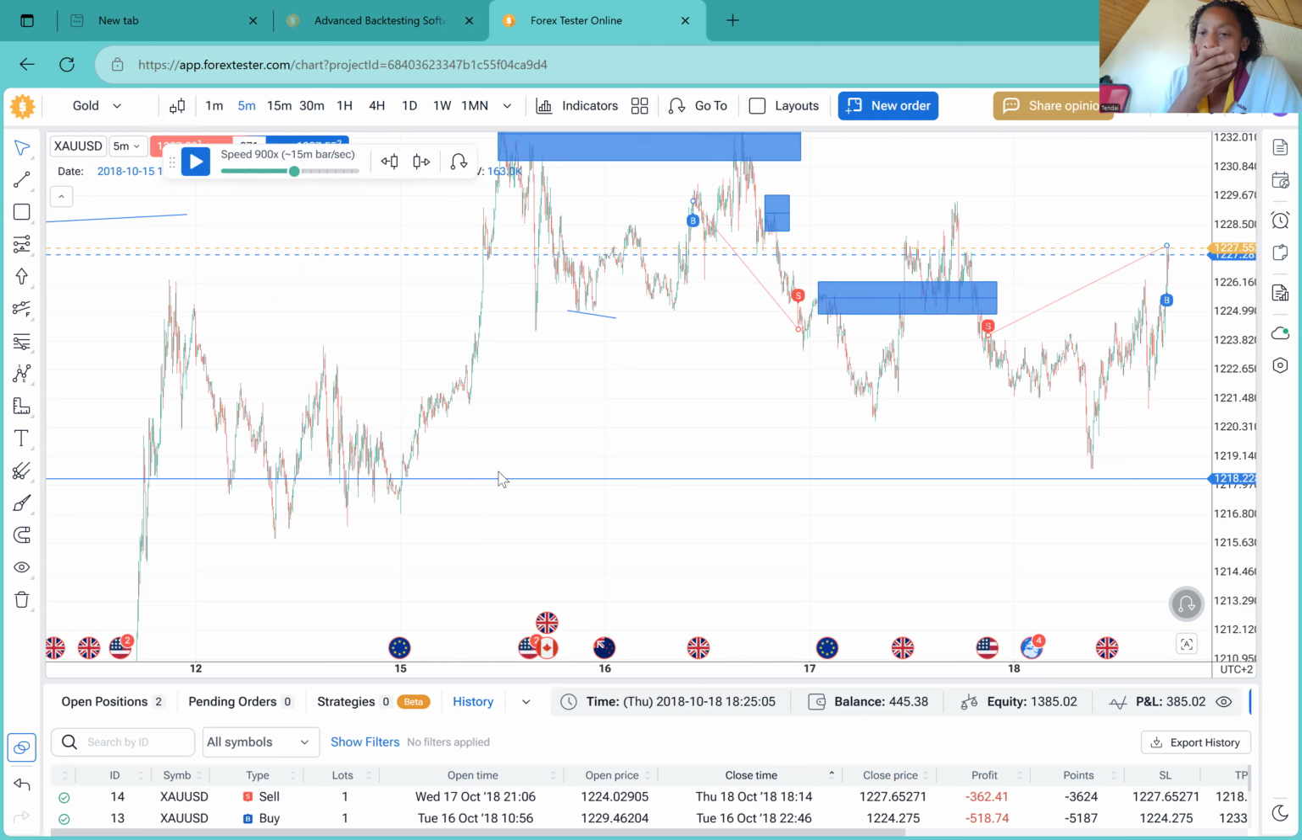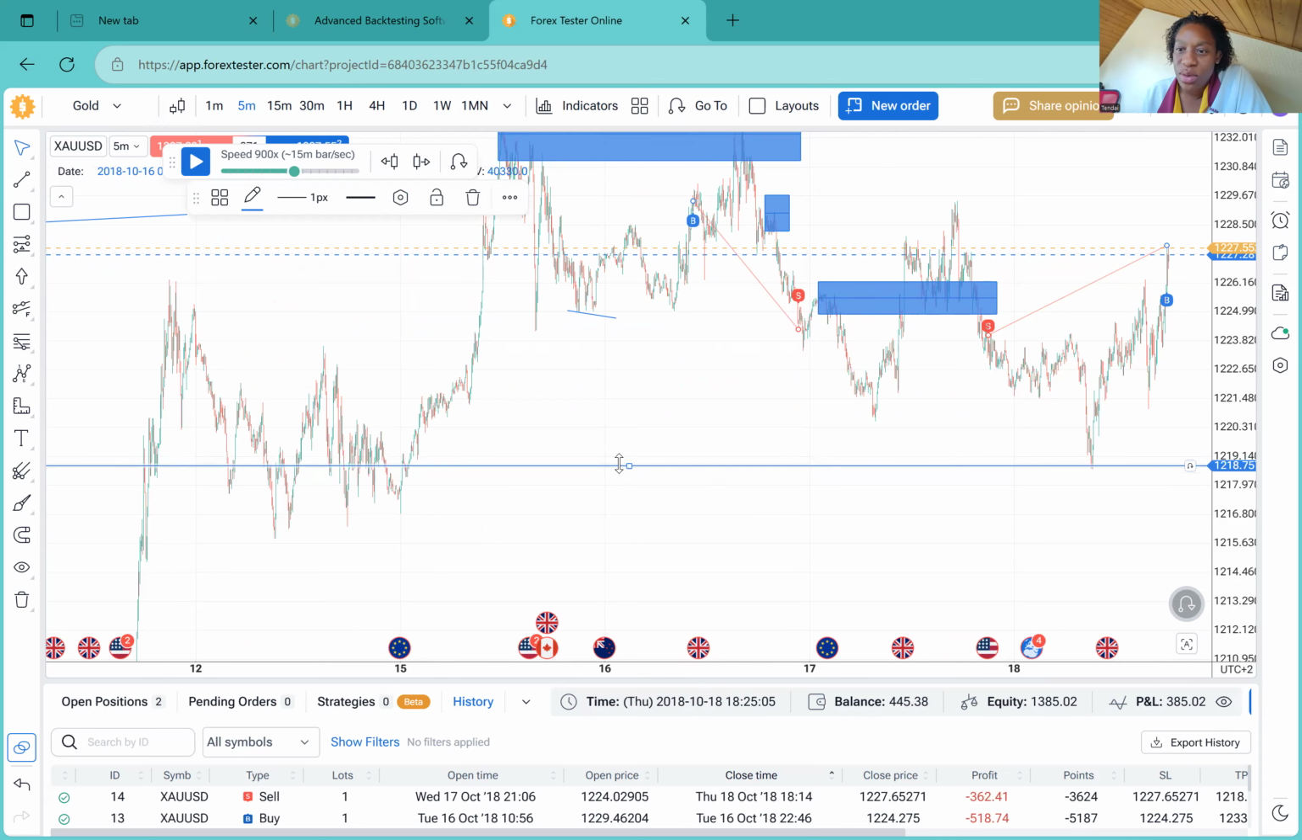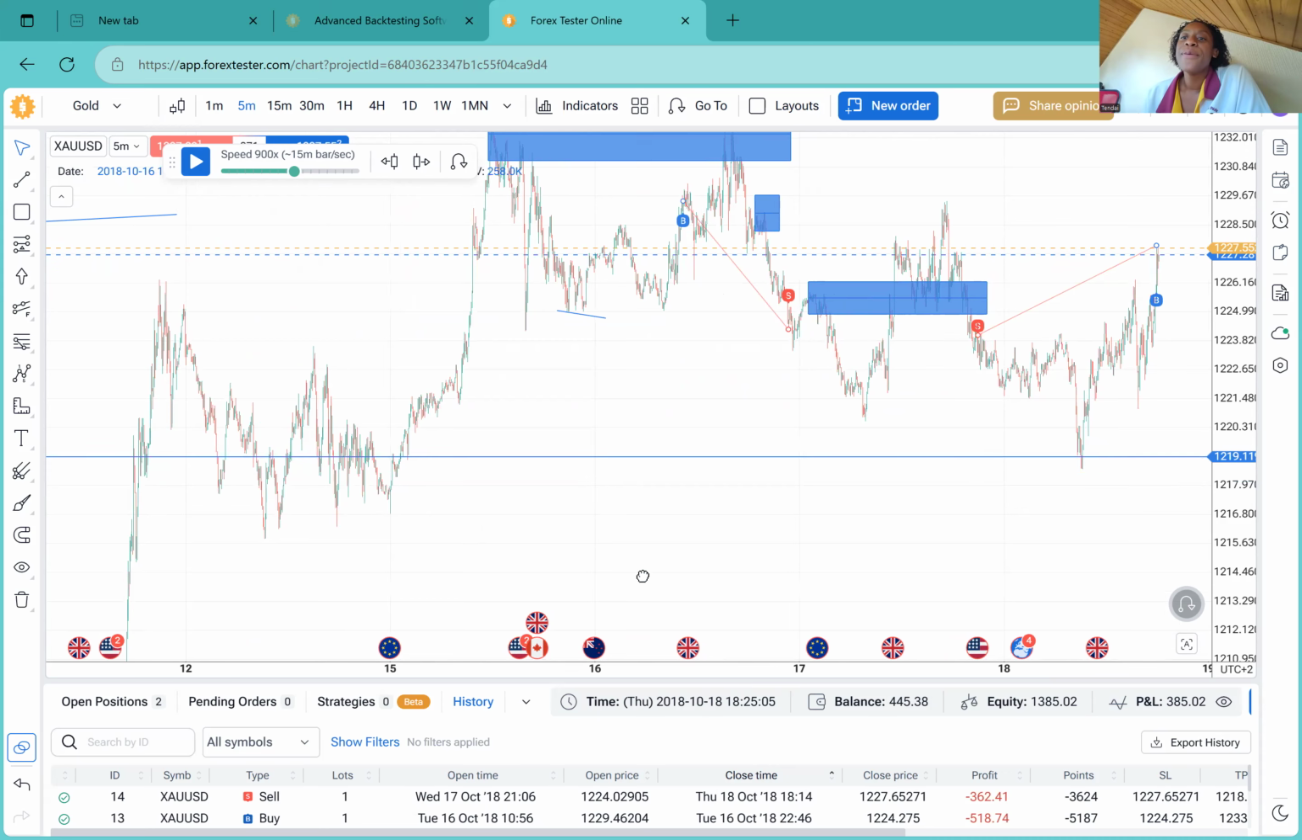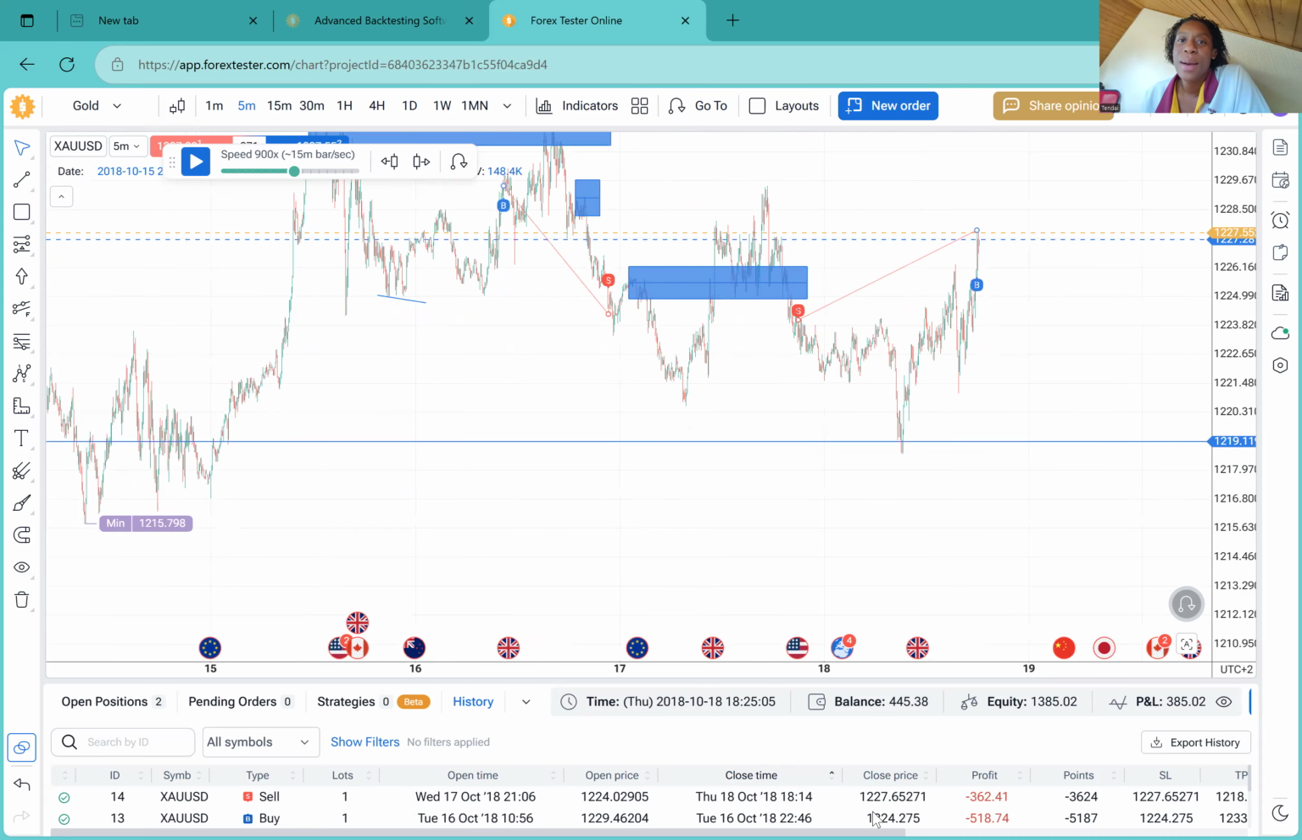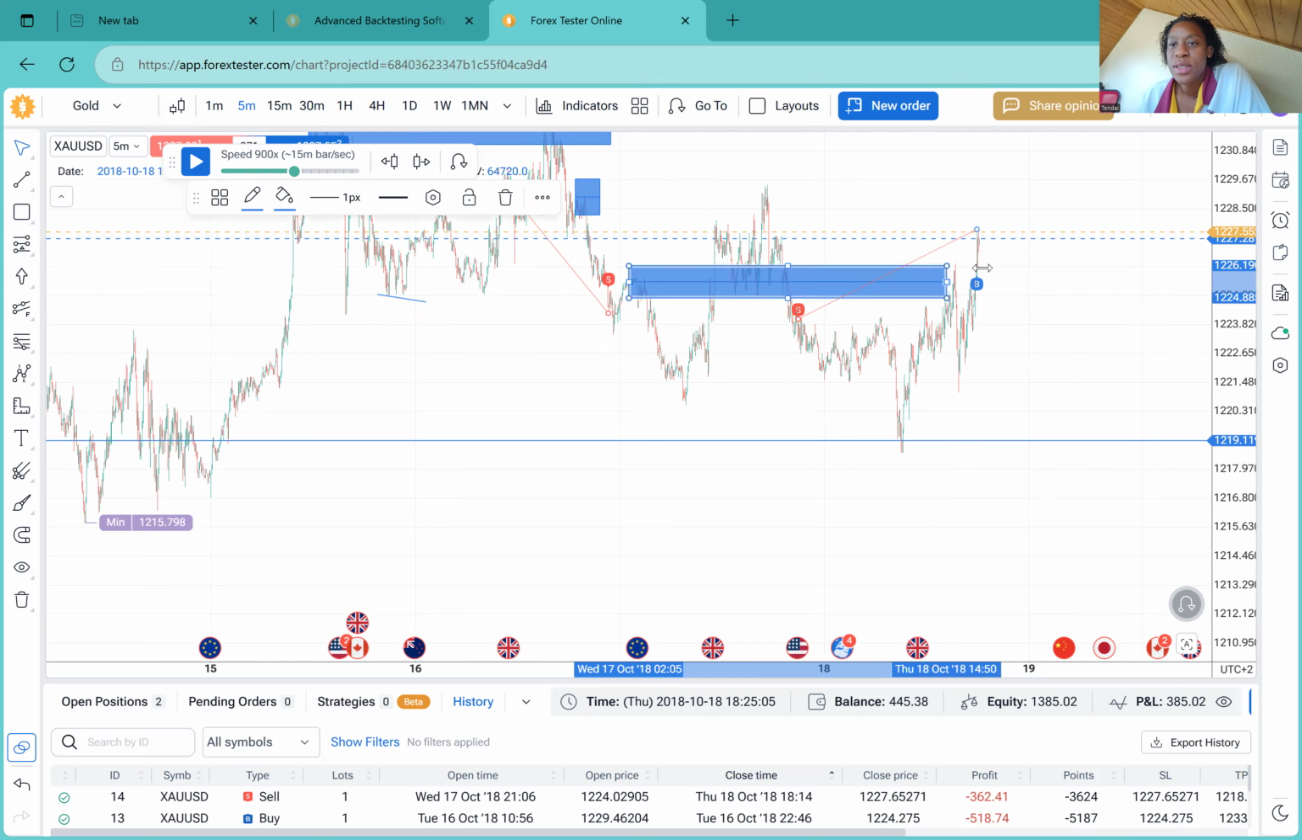So if our TP, yeah, so price didn't want to go down. Our TP was here and it just stopped here before it headed back up, and obviously went above that previous support line.